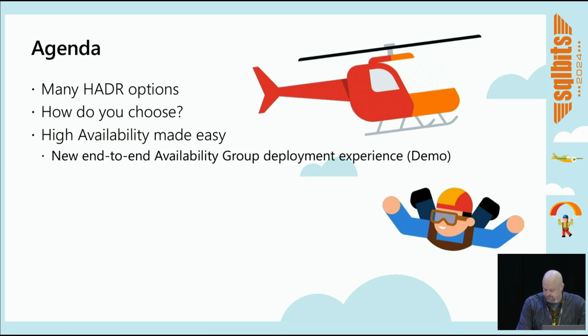And finally, like I said, we have a way of deploying an availability group way easier. It's an end-to-end portal experience. You get your cluster, your listener, your VMs, your networking, and everything in just one shot, and it's all done through the portal.